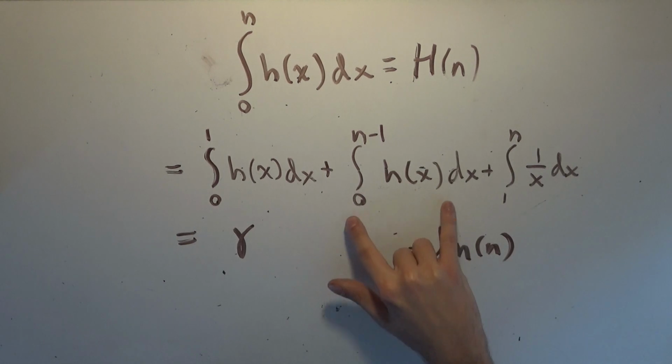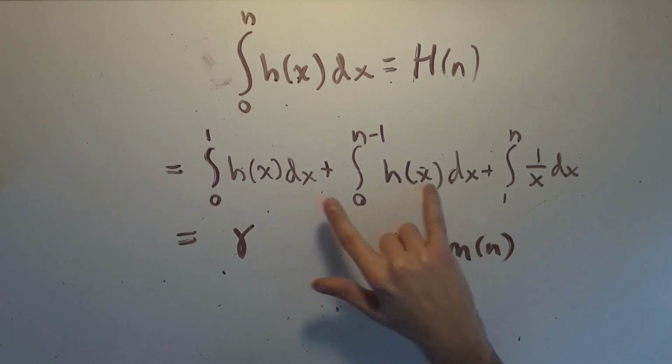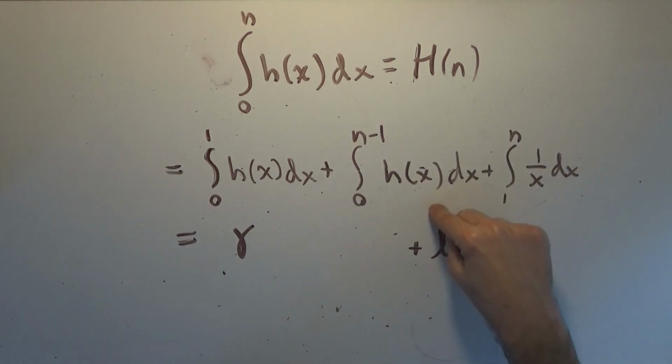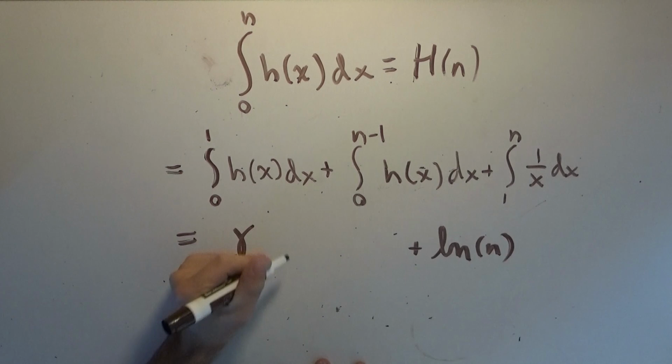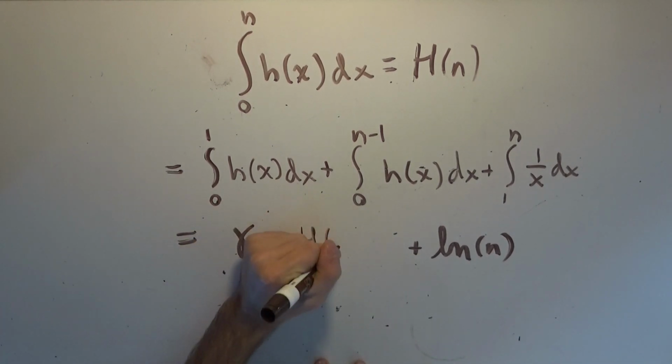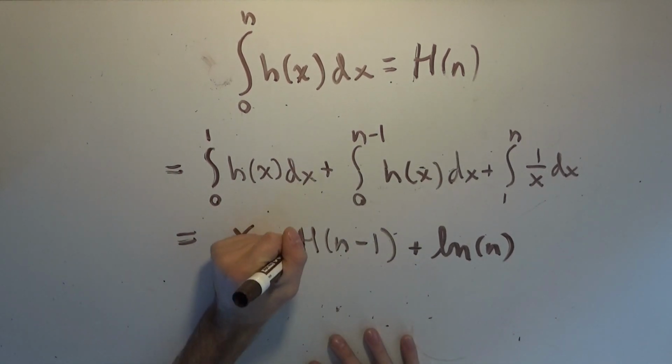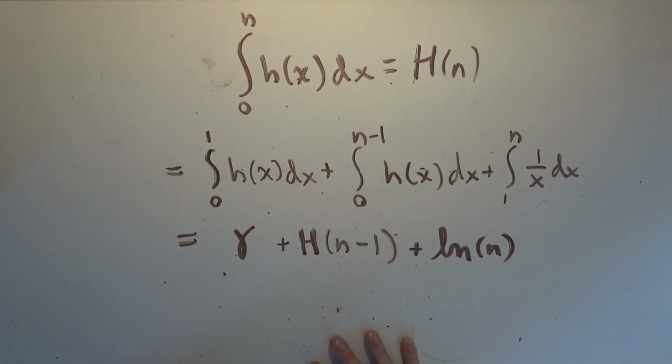But if you notice, take a look at this integral. This is of exactly the same form as this integral right here, except now the input is n minus 1, which means that this integral is not capital H of n, but capital H of n minus 1. Which means we have just derived a recursive definition for the integral of the harmonic numbers. Capital H of n is equal to the Euler-Mascheroni constant plus capital H of n minus 1 plus the natural logarithm of n. Because we have that recursive definition, I can apply that recursive definition to this term right here.